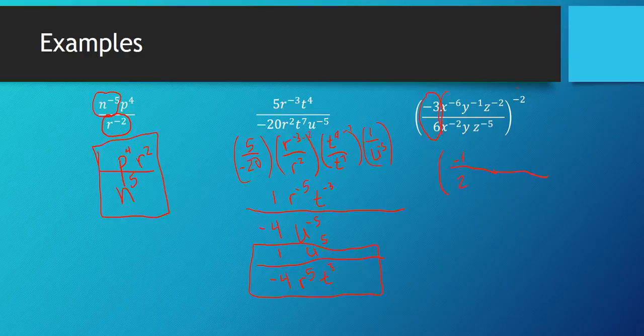The x's I need to subtract. So I got negative 6 minus a negative 2. That makes it a plus 2. So negative 6 plus 2 is x to the negative 4th. Same with the y's, I need to subtract. So this is a 1 down here, so negative 1 minus 1, that will be y to the negative 2. And then for z, negative 2 minus a negative 5 makes it plus 5. So I have z to the third. Still all raised to the negative 2 exponent. So I did the inside first, so I had fewer variables to worry about.